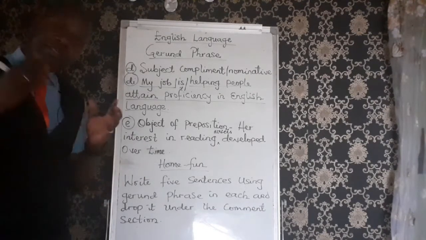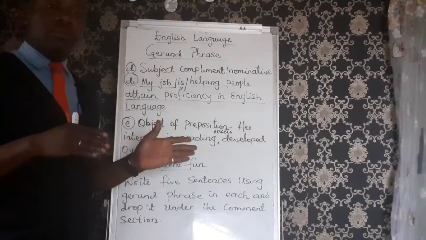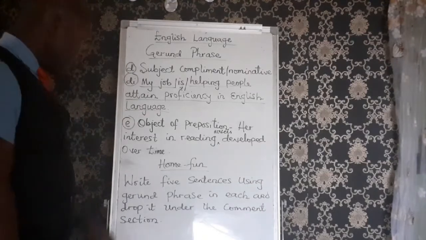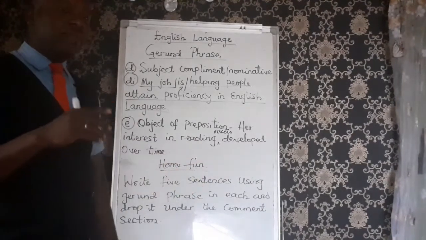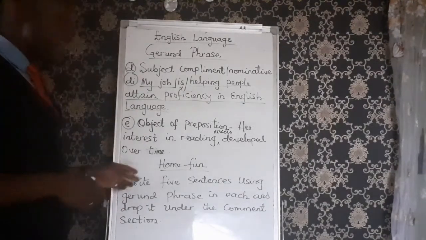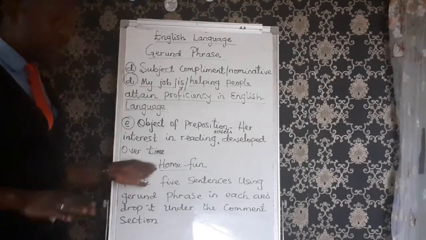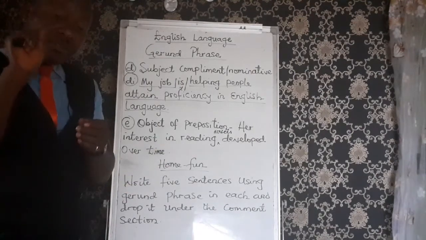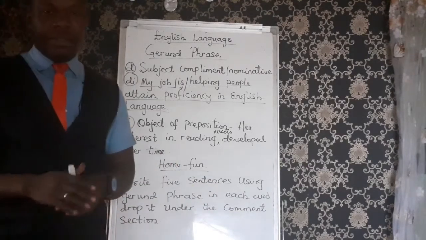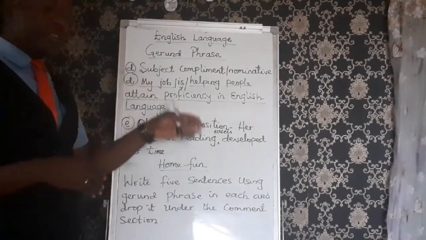Okay. Now, to test your understanding of what we've done so far, I'm going to give you something to try on your own at home. It's called Home Fun. And what are you going to do? Write 5 sentences. You may not have to write it. You can just type it. Type 5 sentences. And in each of these sentences, use a gerund phrase. Now, drop these sentences under the comment section. Let me analyze it. Let me see whether you actually got what we did today correctly.